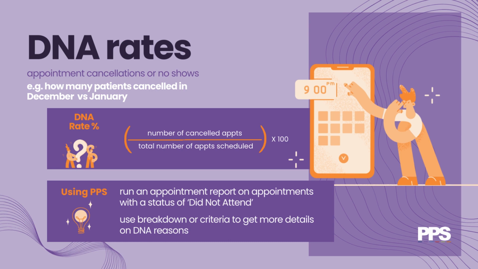An easy way to take a look at your DNA rates using PPS would be to run an appointments report with the status of did not attend. And then you can use a breakdown or criteria to get more details on DNA reasons. So this will just give you a bit of insight into where the numbers are coming from and if there are particular reasons that are causing your DNA rates to be a bit higher than you would like.